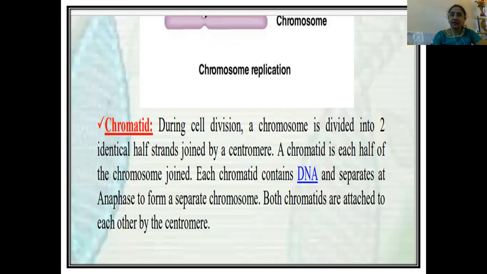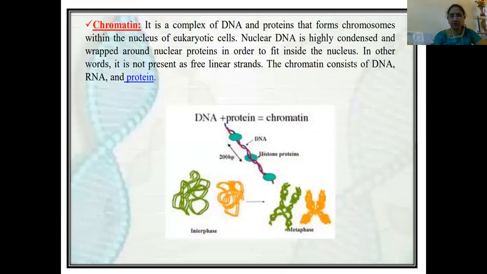Okay, and they are joined by a centromere. Like this, these are the two parts of the chromosome, two chromatids, and this one is the centromere. The middle portion is called the centromere, which helps to join the two identical strands. A chromatid is each half of the chromosome. Each chromatid contains DNA and separates at anaphase to form the separate chromosomes. Both chromatids are attached to each other by the centromere.